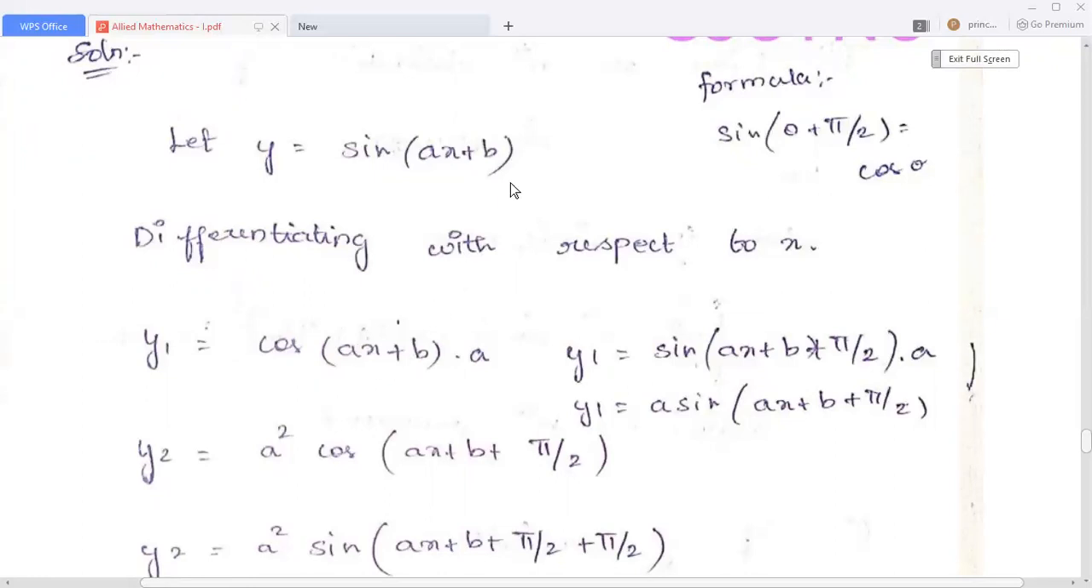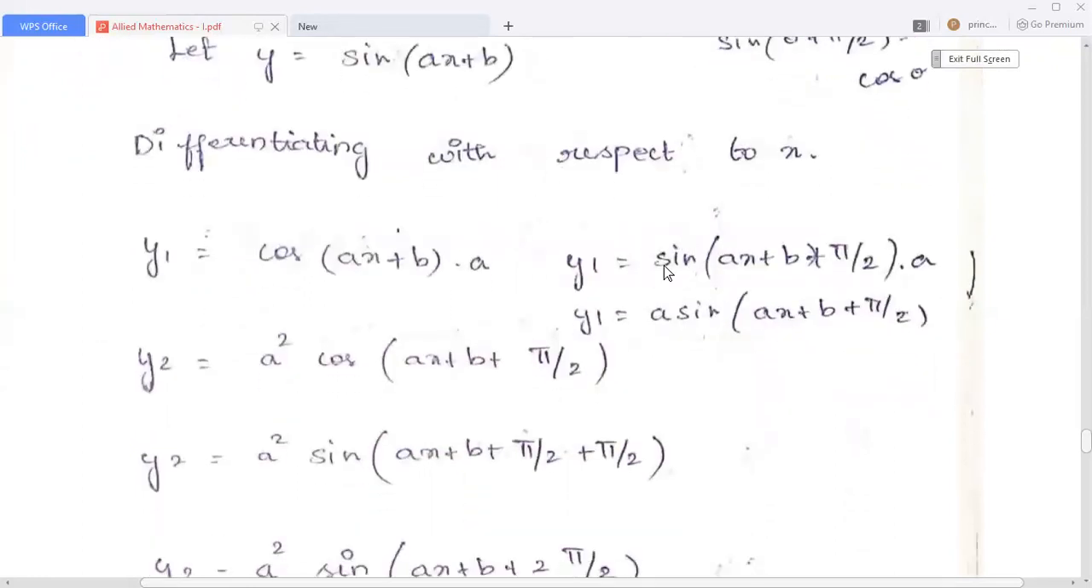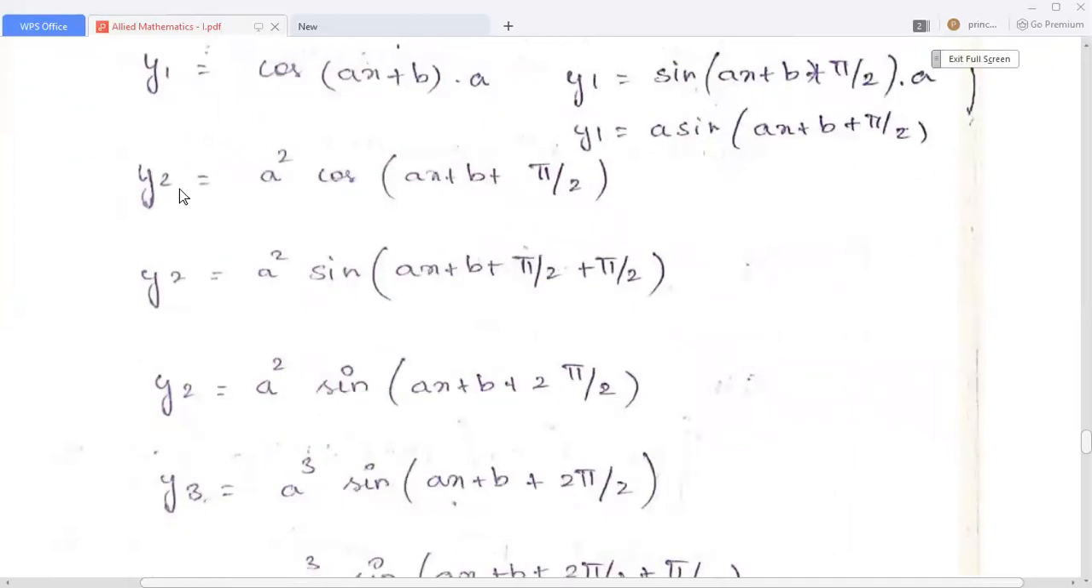So this y1 can be written in terms of sine function. Therefore, this cos (ax plus b) can be written as sine of (ax plus b plus pi by 2). So that is sine of (ax plus b plus pi by 2) into a. So y1 is equal to a into sine of (ax plus b plus pi by 2). Next we calculate y2. So y2 equal to a into, if we differentiate sine, we get cos of (ax plus b plus pi by 2) into a, that is a square.